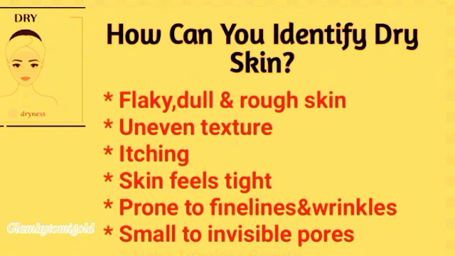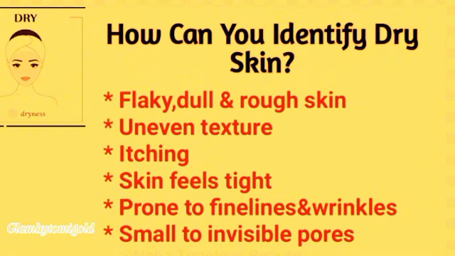Number two is uneven texture. Some parts feel smooth, some feel rough. So your face is not always looking good. That means you have dry skin. Number three is itching. When your body feels itchy, like you feel like scratching it over and over all the time, just know that you have a dry skin type.